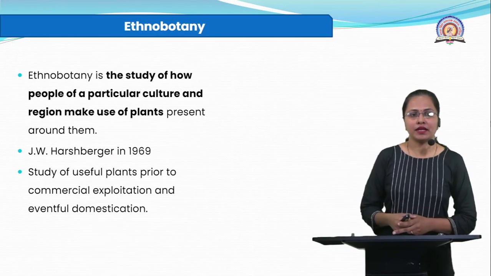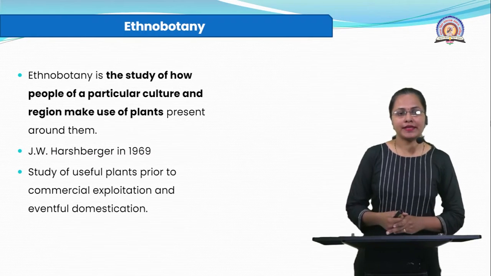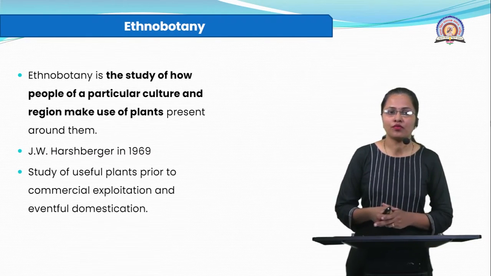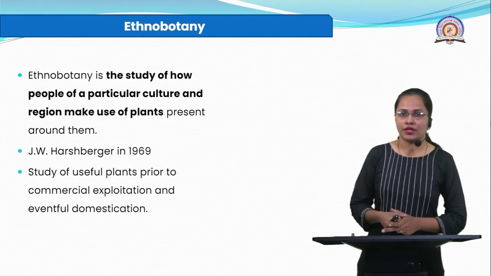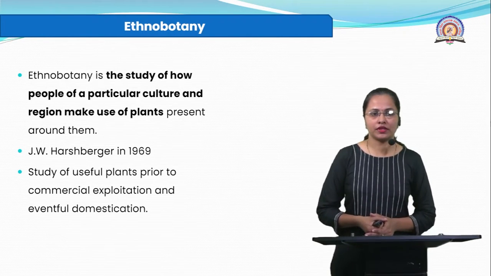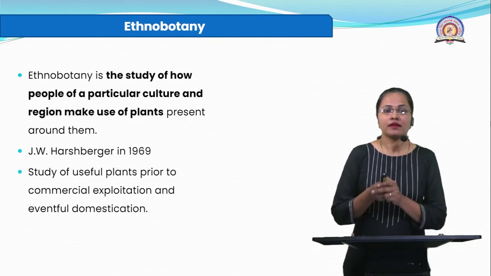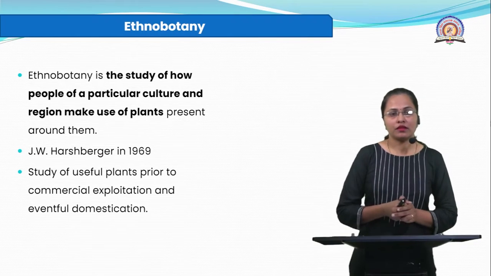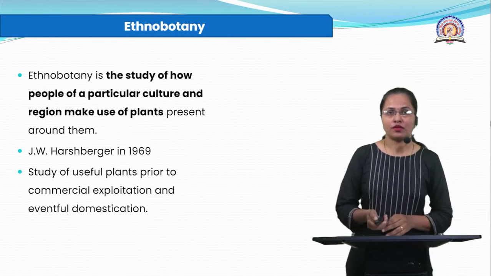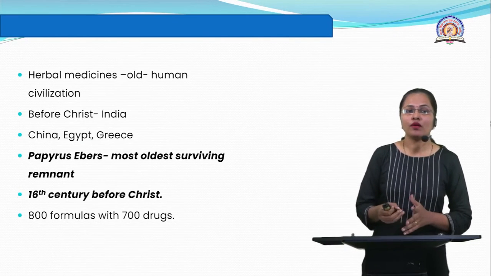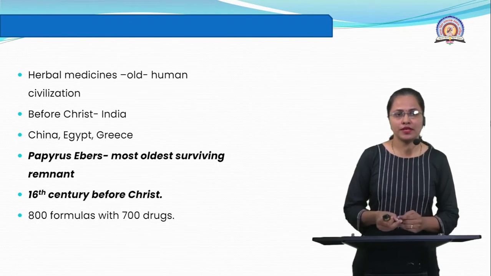In 1969, J.W. Harshberger first introduced the term ethnobotany. He explained ethnobotany as the study of useful plants prior to commercial exploitation and even domestication. Here, two words are very important: commercial exploitation and domestication. It means this science is considered along with the human civilization, or we can say before the civilization of humans. It is a very old science which developed along with human civilization.